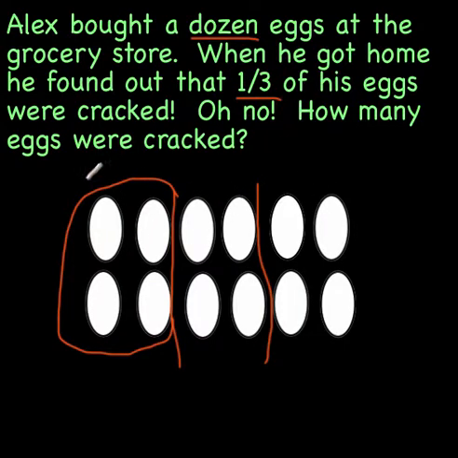And the question is, how many is that? All I have to do is count how many eggs are in this one group. 1, 2, 3, 4. So 4 of these eggs, I'm going to draw little cracks in here. 4 of these eggs were cracked. Oh no! So the answer to my question is 4 eggs. 1/3 out of 12 means 4 eggs were cracked.